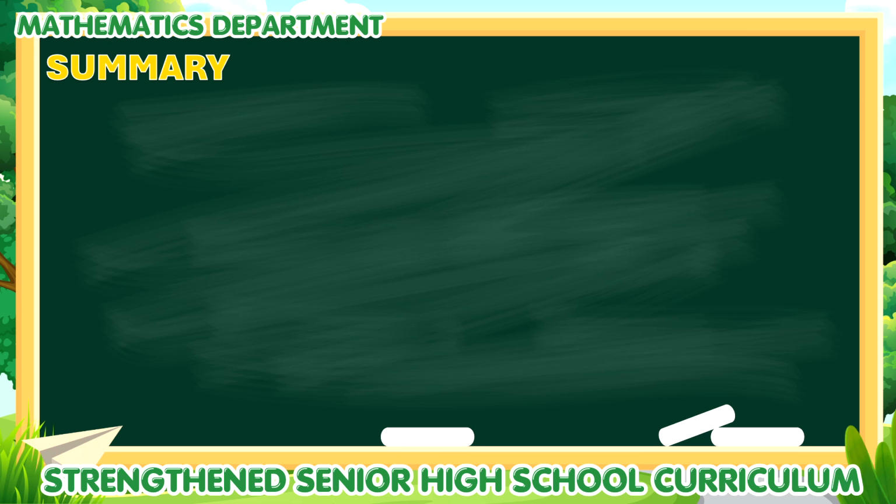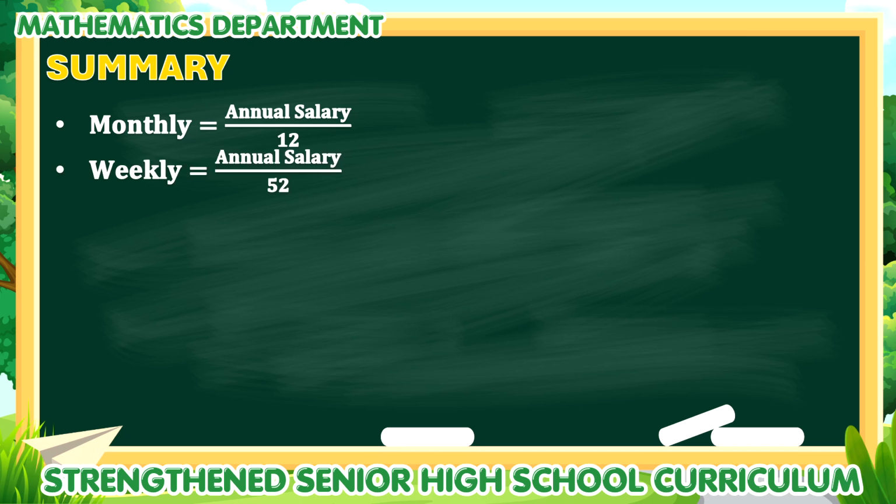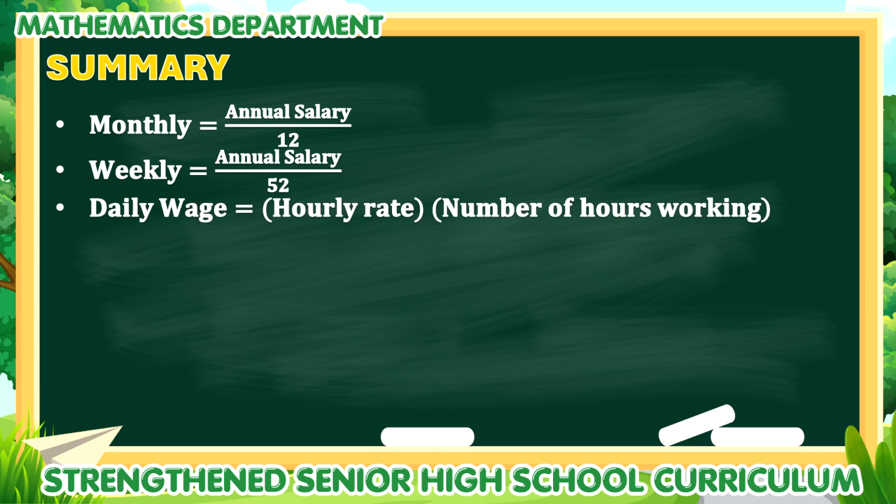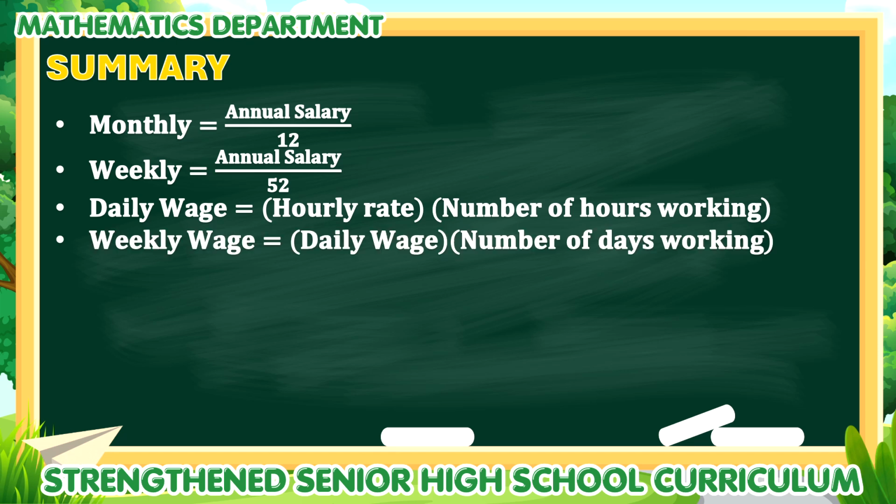To summarize what we've discussed in this video, to compute for the monthly salary, we simply divide our annual salary by 12. To compute for the weekly salary, we divide our annual salary by 52. To compute for our daily wage, we multiply our hourly rate by the number of hours working. To compute for our weekly wage, we multiply our daily wage by the number of days working.